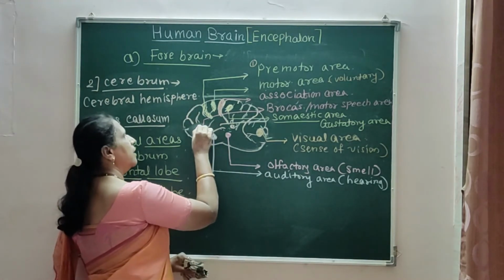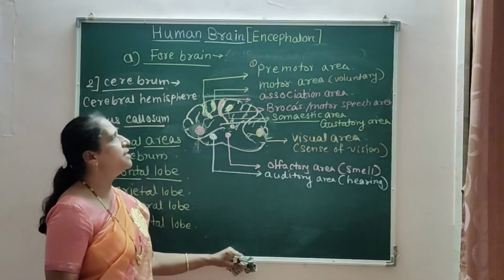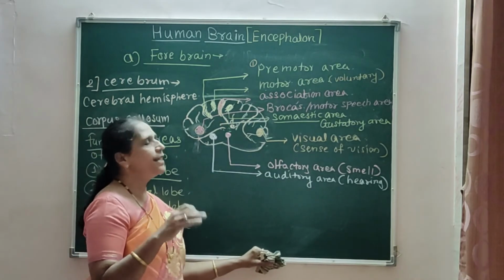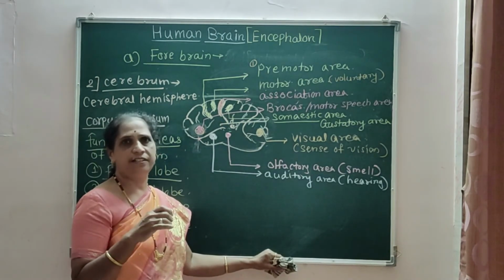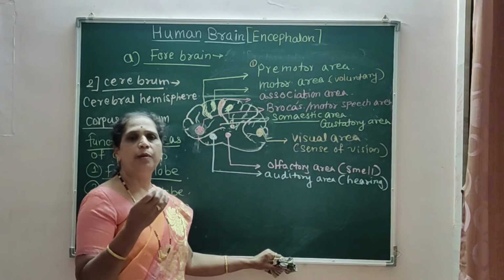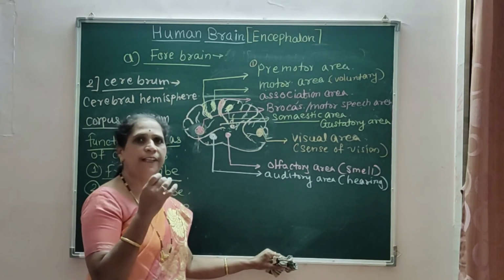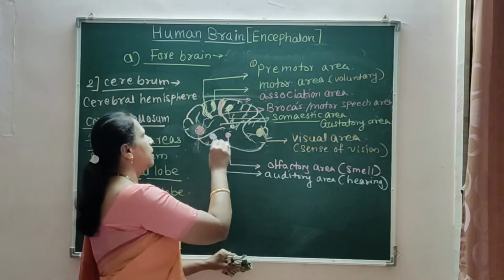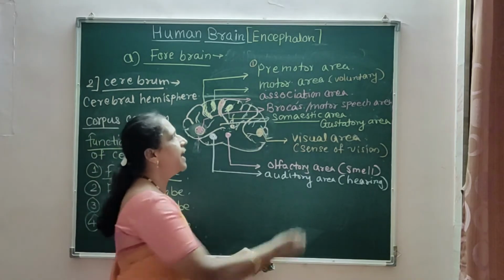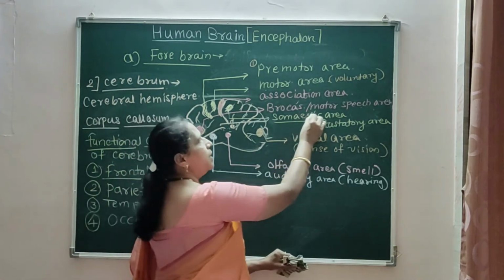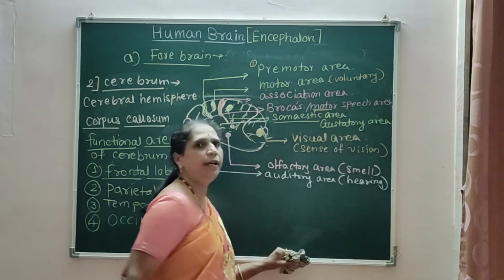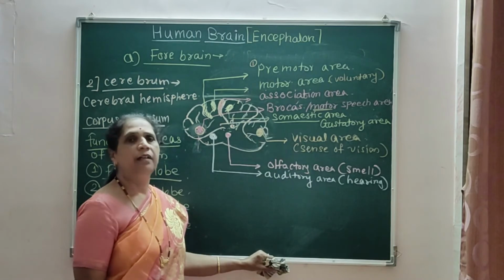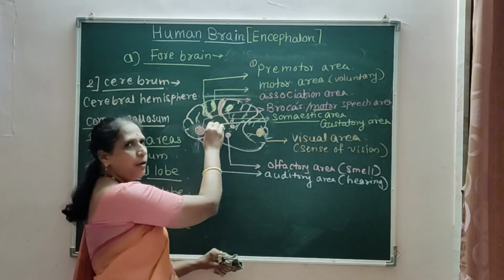Then this area is Broca's area. Broca's area is also called the motor speech area because the actual movements of speaking take place with the help of tongue, jaws and vocal cords. This process comes under Broca's area. As it shows the movement of speaking, it is called motor. Motor means related with movements. So Broca's area is also called the motor speech area and it is located in the frontal lobe.